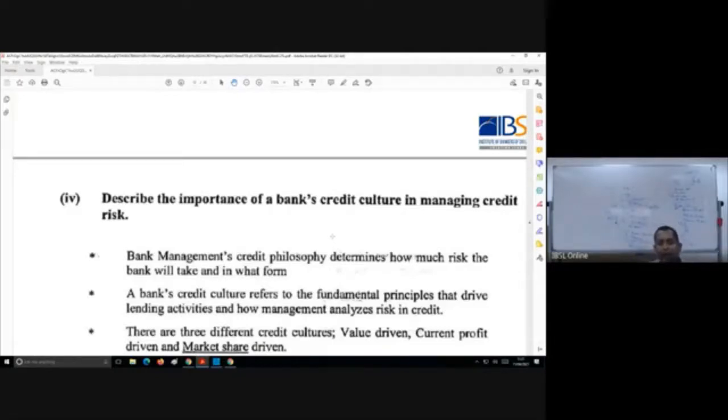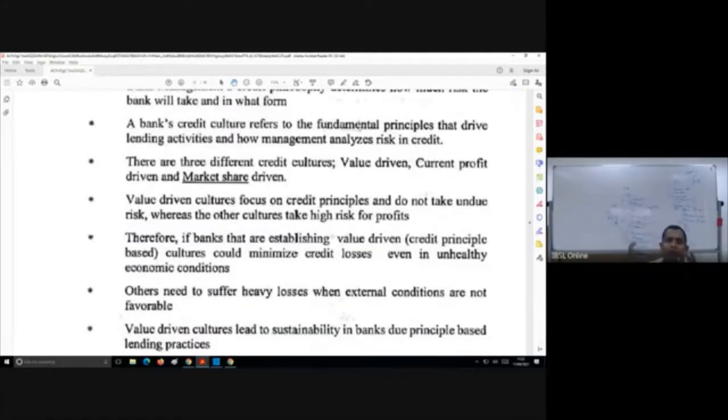The bank management's credit philosophy determines how much risk the bank will take and in what form. That is credit culture. A bank's credit culture refers to the fundamental principles that drive lending activities and how management analyzes risk. There are 3 different cultures. Then we talk about value-driven culture because we talk about the risk there. Focus on credit principles and do not take undue risk, whereas other cultures take high risk for profits. Therefore, a bank that has established a value-driven culture could minimize credit losses even in unhealthy economic conditions. Others need to suffer.